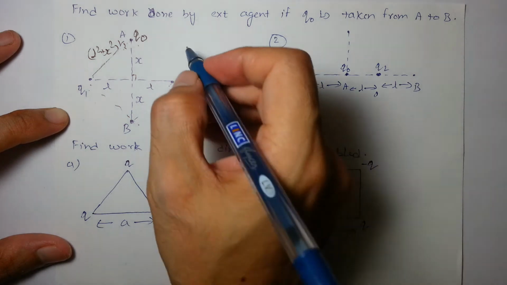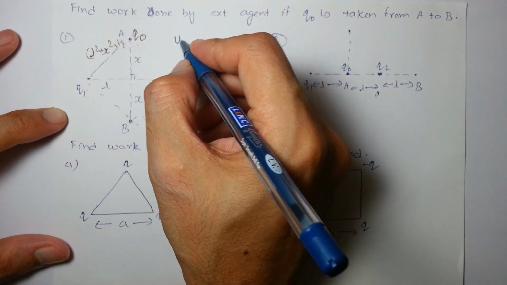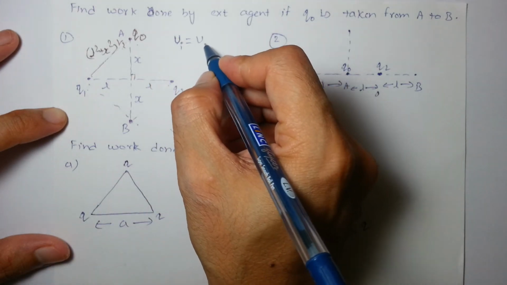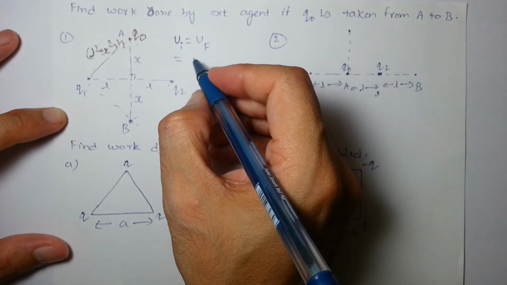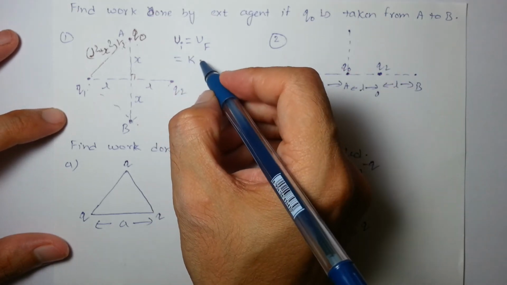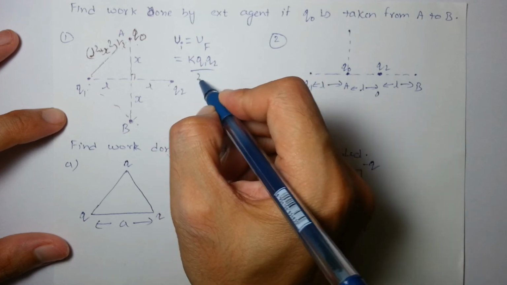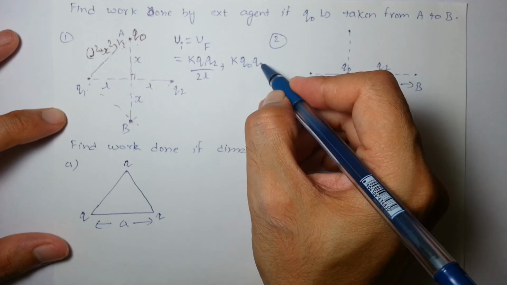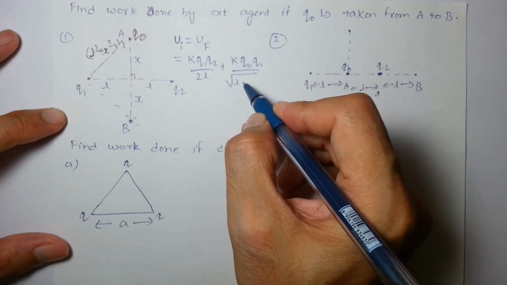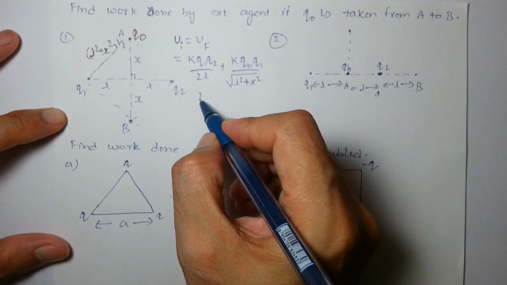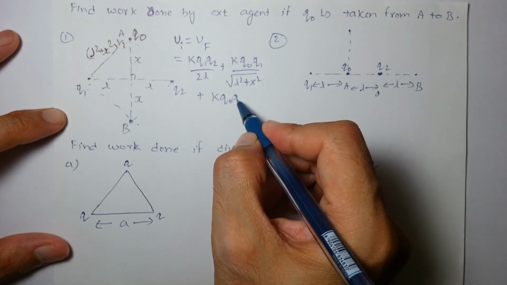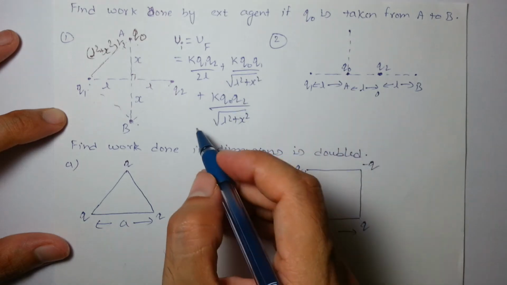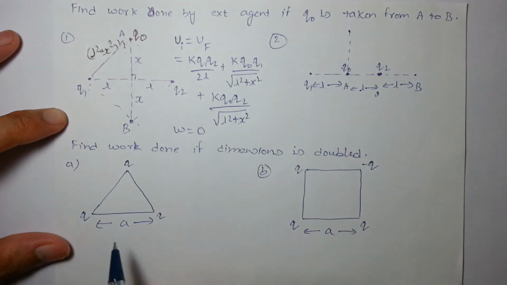So I can say that there is no change in potential energy. U initial is equal to U final. For calculation purposes we can always write K Q1 Q2 by 2L plus K Q naught Q1 by root of L square plus X square plus K Q naught Q2 by root of L square plus X square. But the change, or the work done, will be 0.